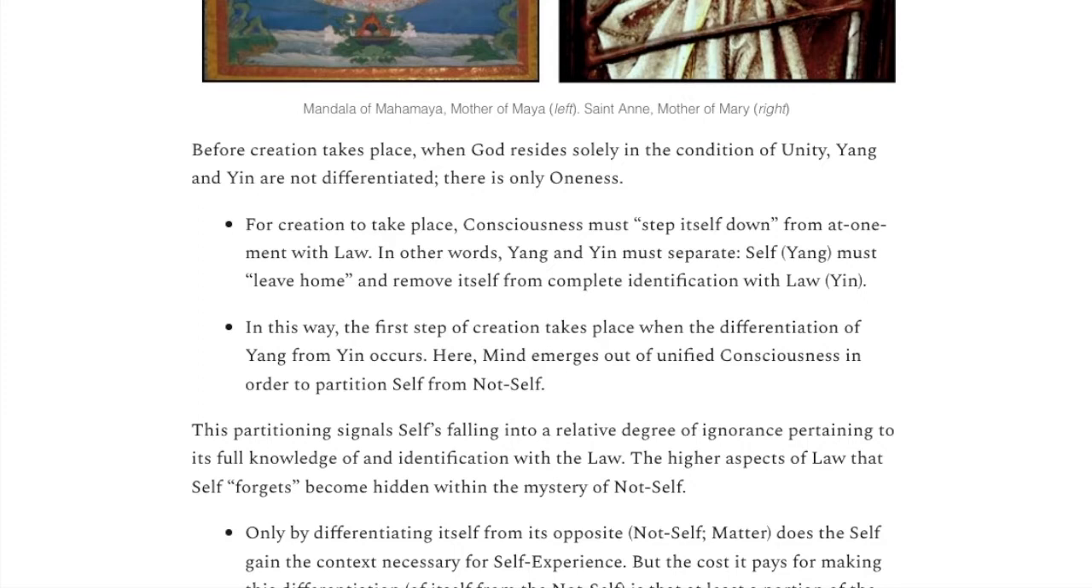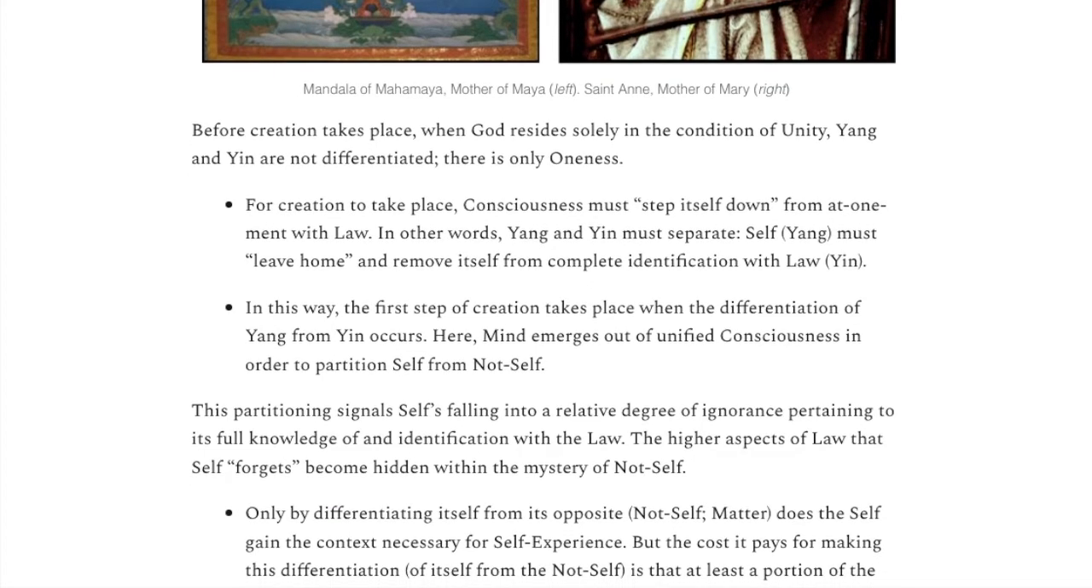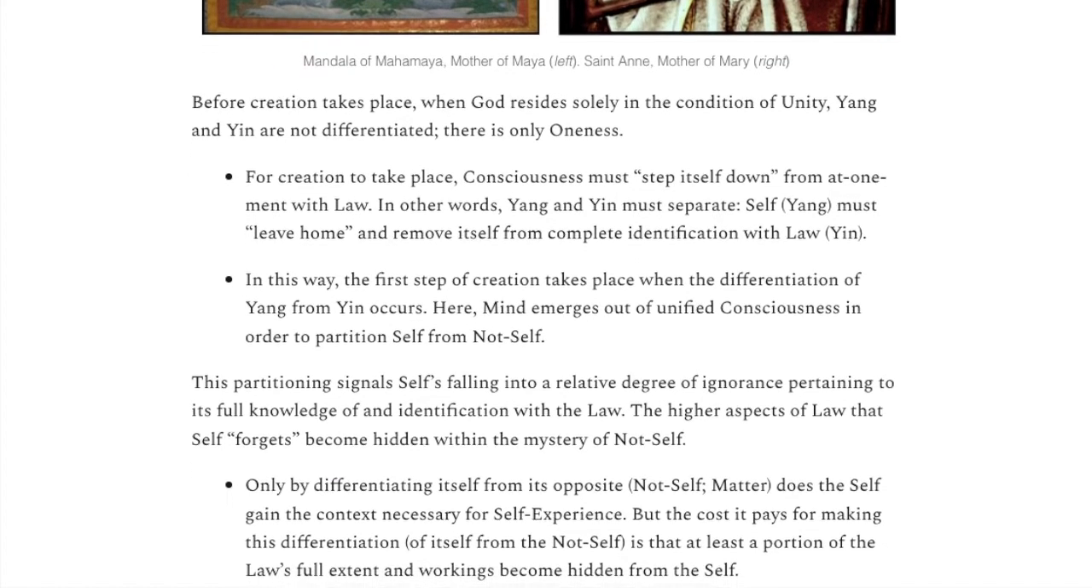This partitioning signals the self's falling into a relative degree of ignorance pertaining to its full knowledge of and identification with the law. The higher aspects of the law that self forgets become hidden within the mystery of the not self. You see? Self and not self. So what not self is a matter of perception. So the self perceives the not self. And this perception is a manifestation of the law becoming sort of separated from.